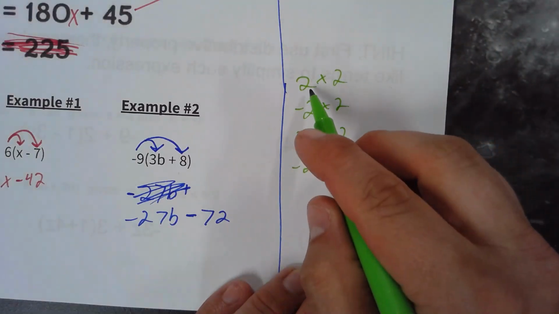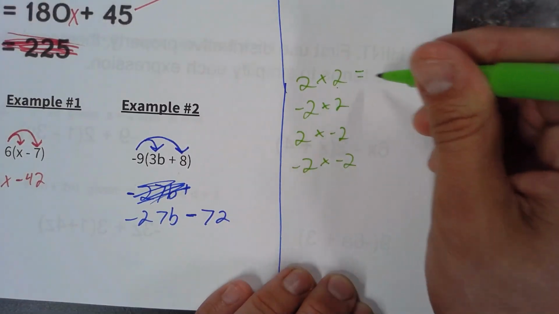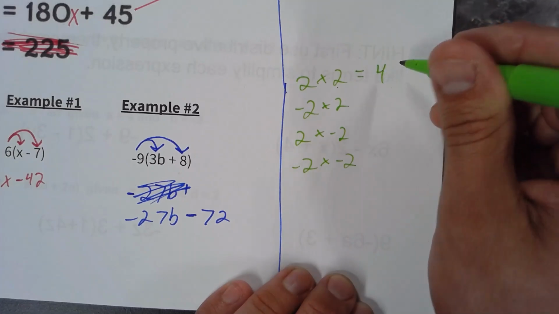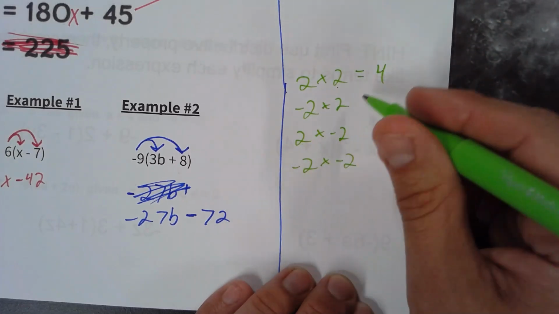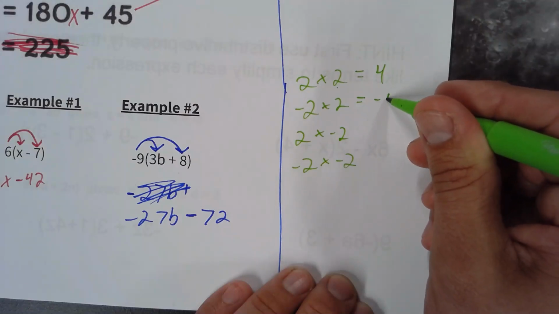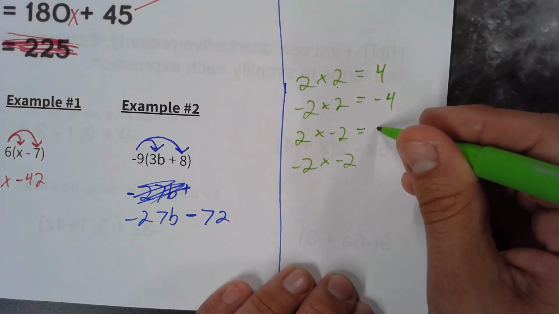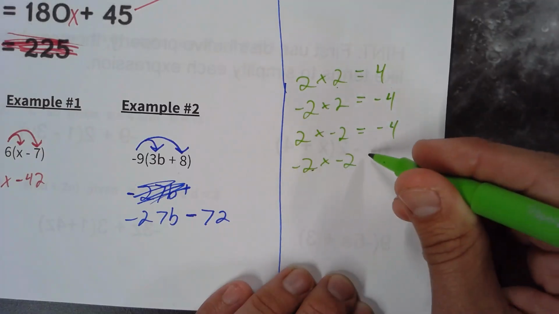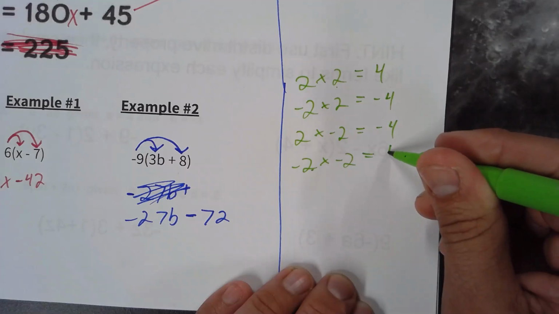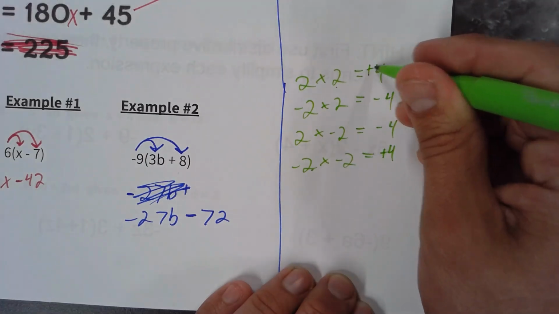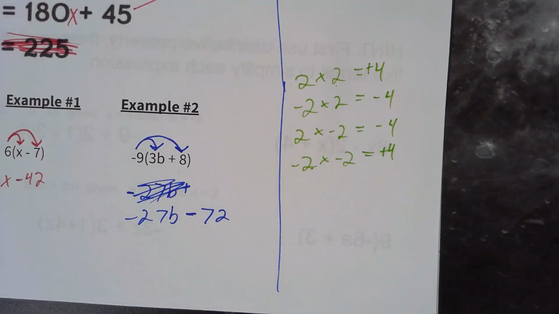I have positive 2 times positive 2 is what? Positive 4, yep. Negative 2 times positive 2 is what? Negative 4. 2 times negative 2 is what? Negative 4. Negative 2 times negative 2 is what? Yep, positive 4. So positive times positive is positive, negative times negative is positive. Only when you have opposite signs is it negative. So don't forget your multiplication rules.